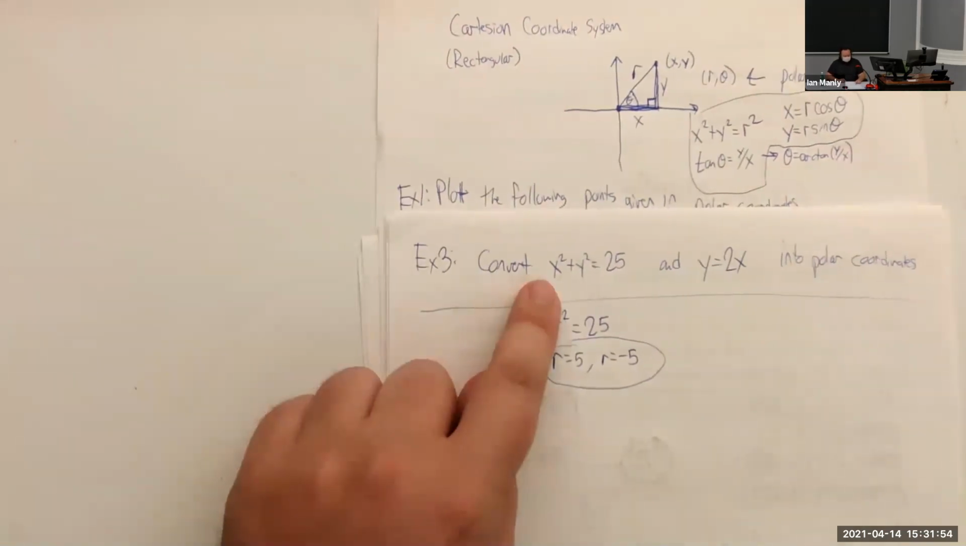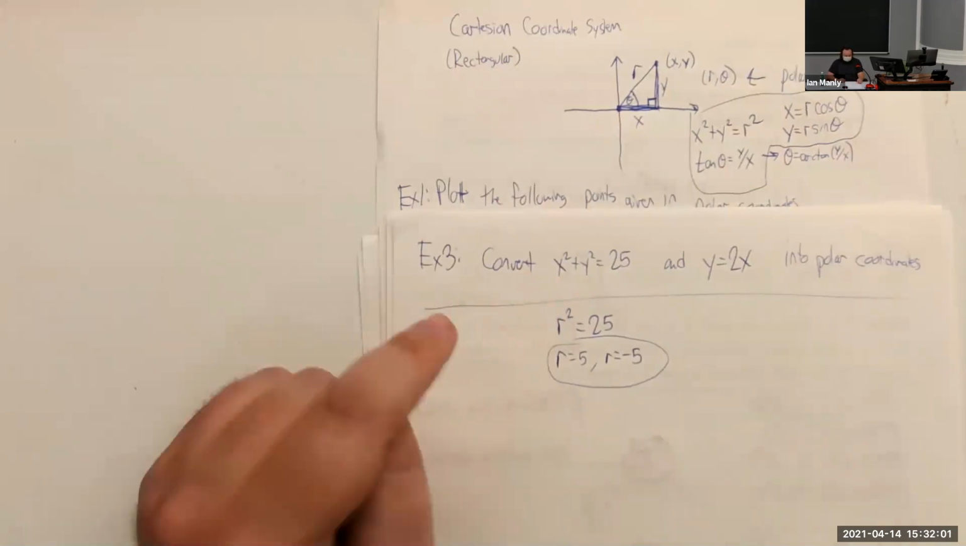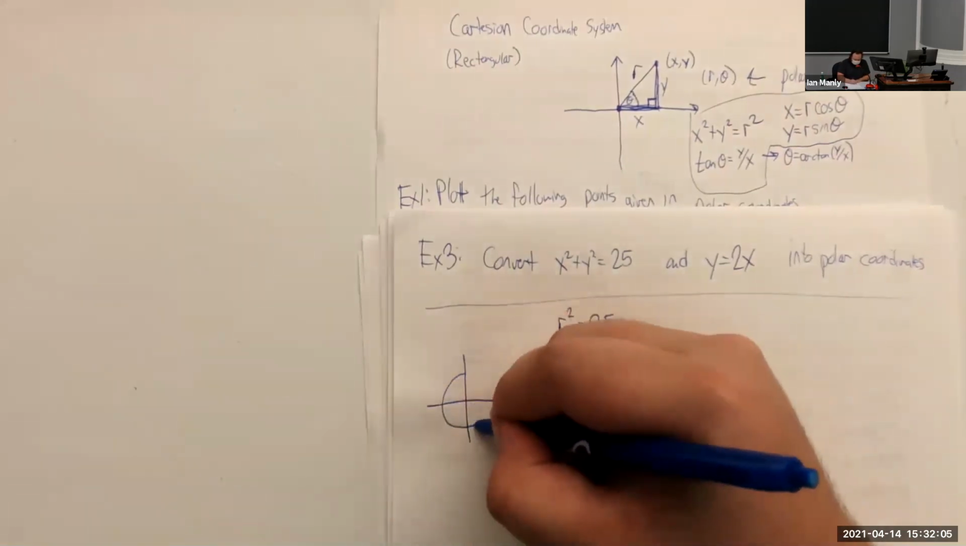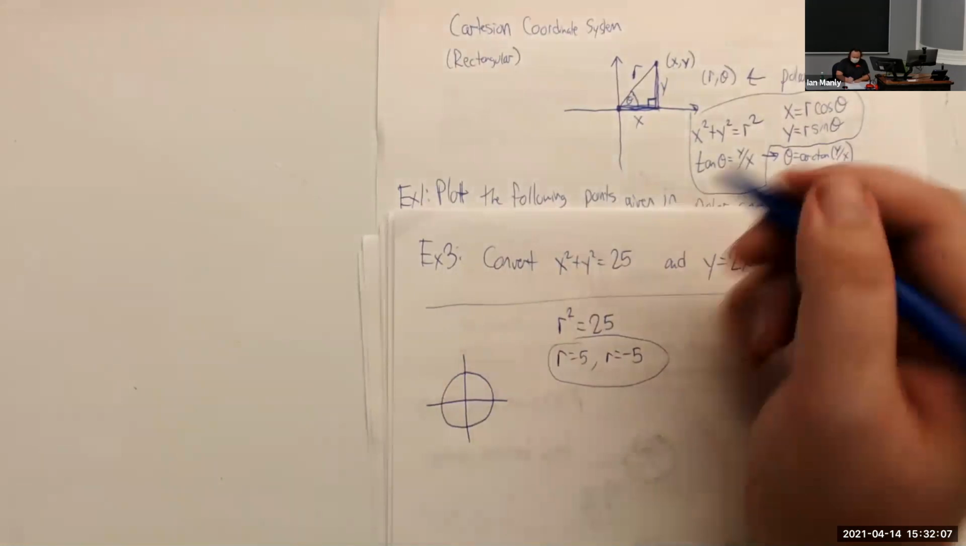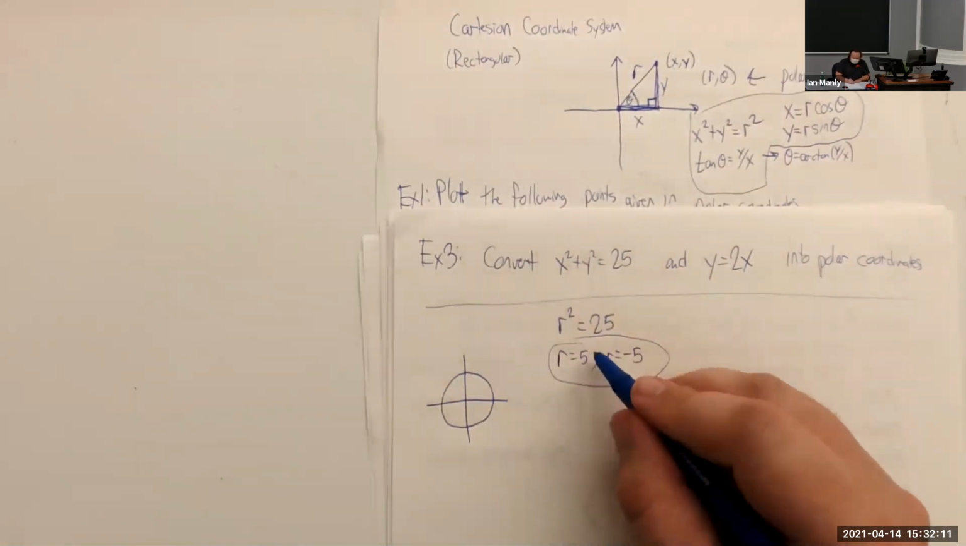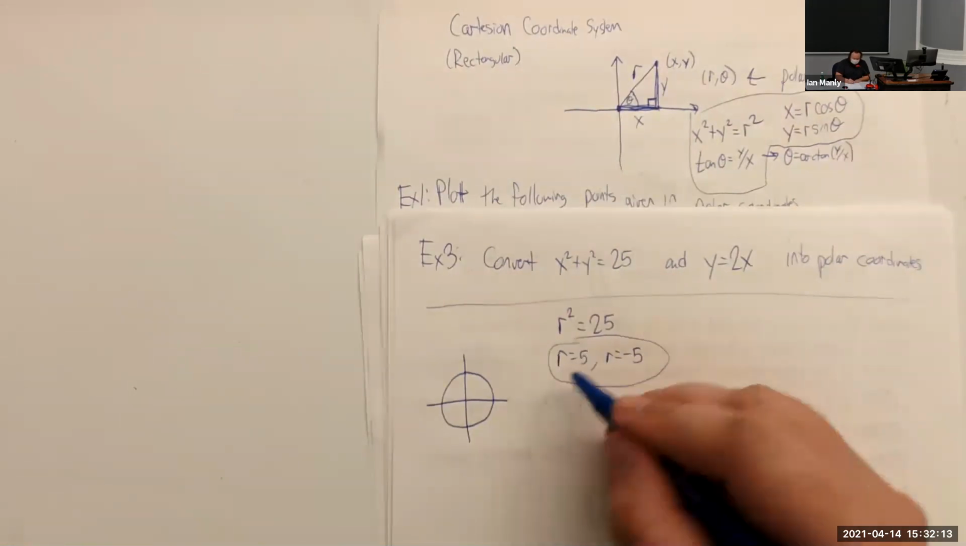Now, what type of figure does this represent? What kind of shape is this? It's a circle of radius 5 centered at the origin, right? So if we were to draw that, it would look like this. So that means that if we just have r equals a number, this is going to be a circle of radius that number centered at the origin.